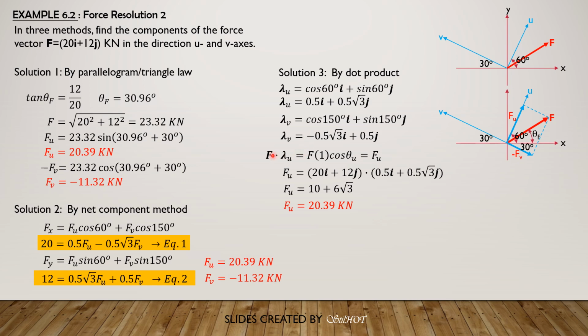While Fv is the dot product of F and the lambda of the v axis. So 20i plus 12j dotted with negative 0.5 square root of 3 i plus 0.5 j. So Fv is equal to 20 times negative 0.5 square root of 3, which is negative 10 square root of 3, plus 12 times 0.5, which is 6. So simplifying, Fv is negative 11.32 kilonewtons. So those are the three different methods of solution.